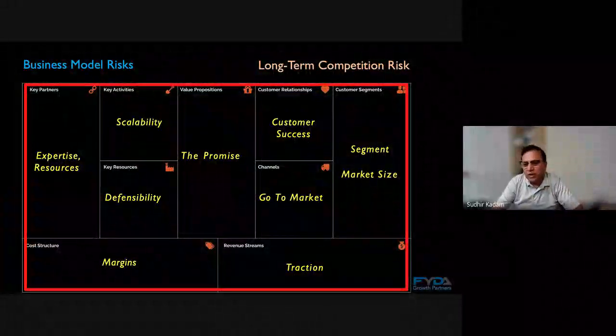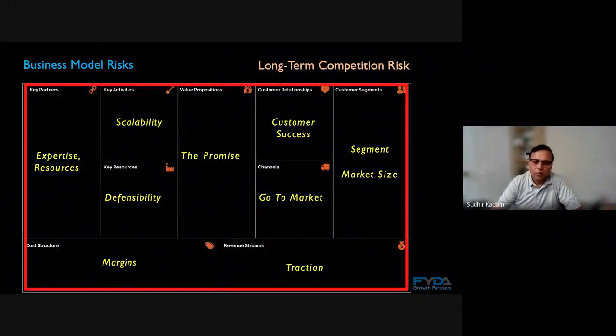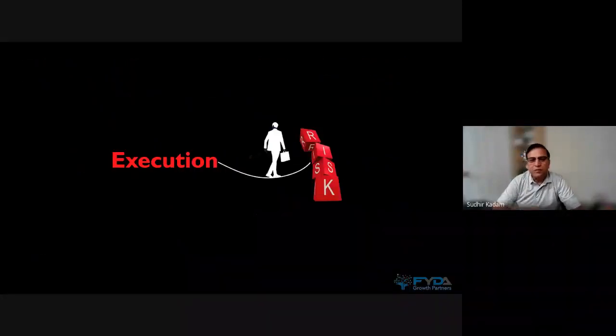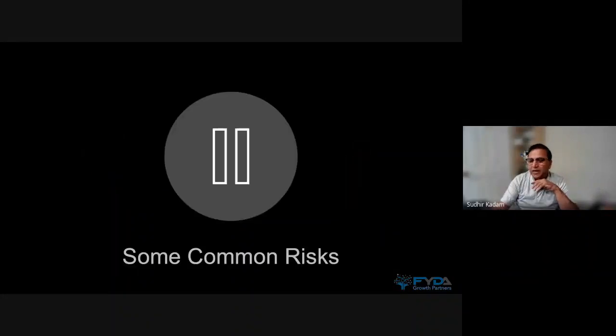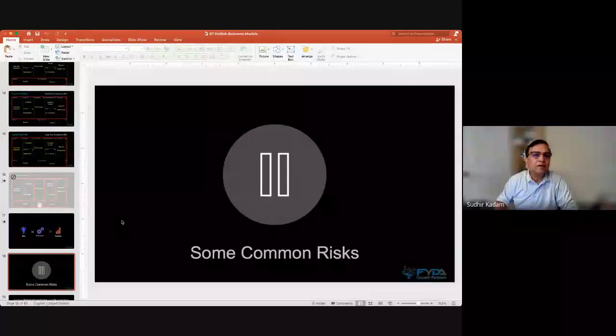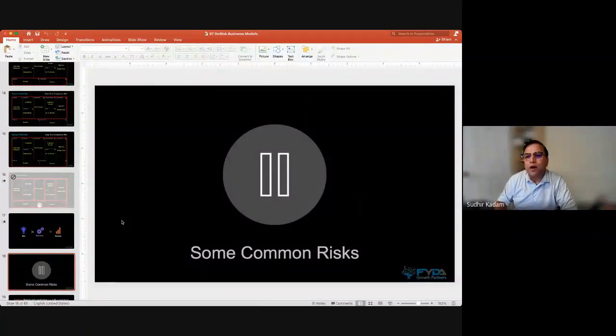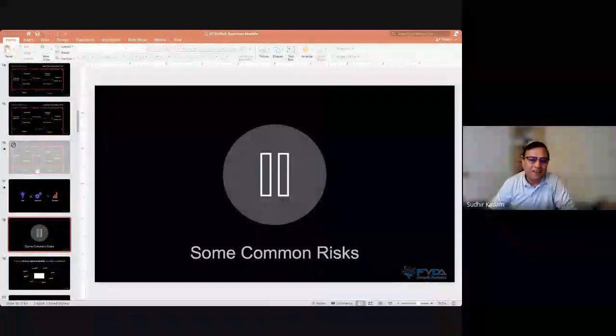I have gone through 10 different types of risks and how you can look at them. But the most important risk is your execution risk, which I mentioned in the very first session also. If you are not able to execute, your idea needs the right execution to build it into a business. Otherwise, you'll not get there. So with that, I'm going to do some interactive exchange of ideas on the different types of risks here. Let's go around and start looking at different risks.